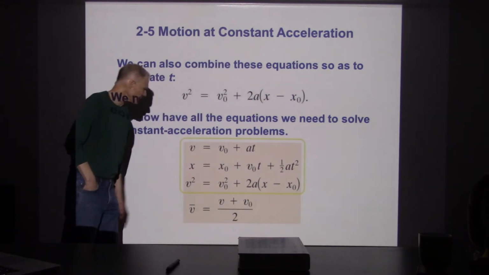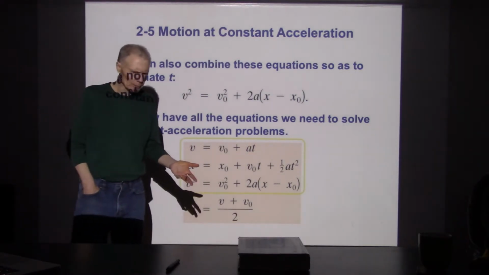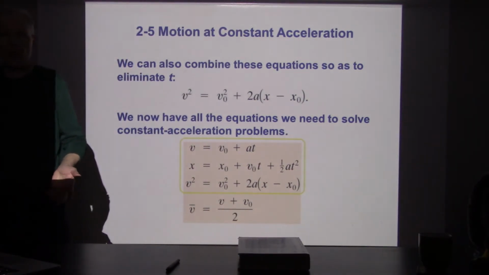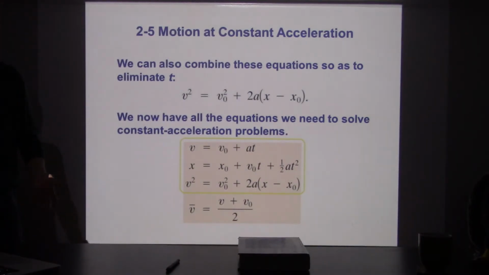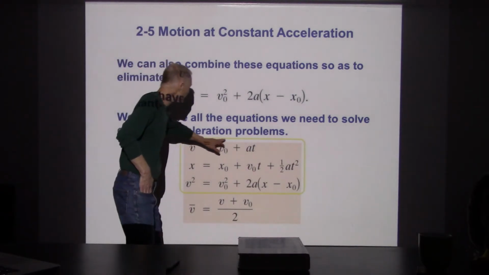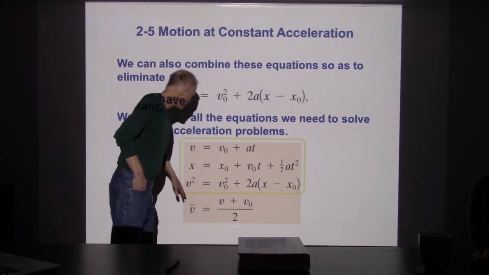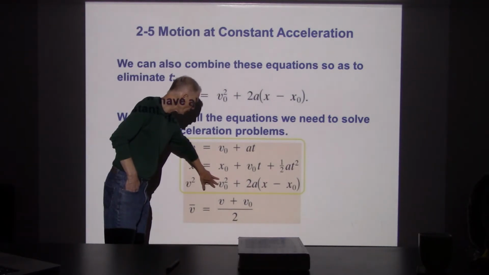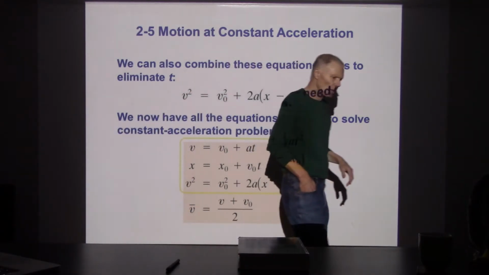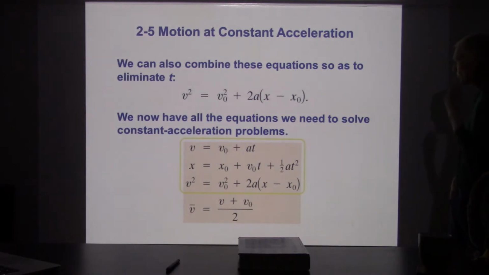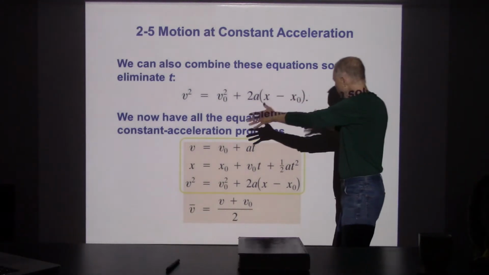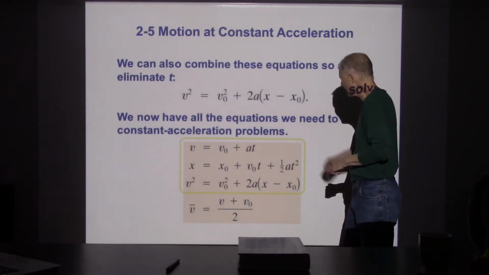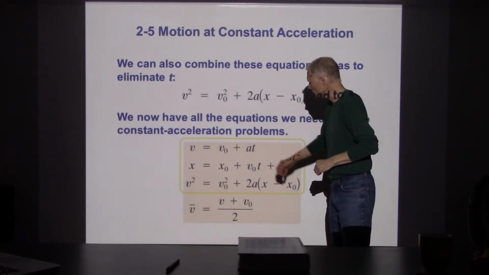This is really handy too. Sometimes in a problem, they don't give us any information about time, and they don't ask for it. Instead, they focus on how fast our object's traveling over what distances. So we can eliminate t between these two formulas, and that gives us formula 3, where the velocity squared is equal to the initial velocity squared plus 2 times the acceleration times the displacement. I highlighted this, because I'm going to say those are the 3 really important formulas.